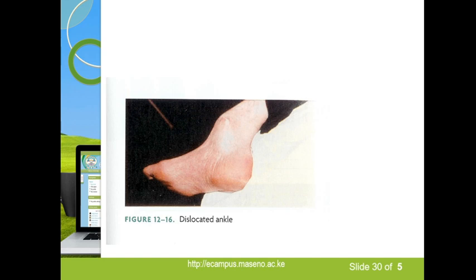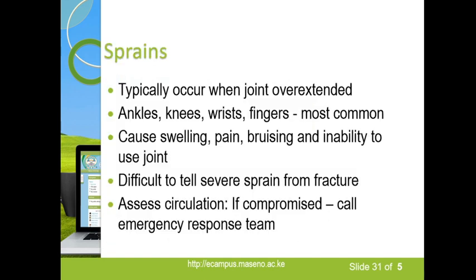Now, when we talk of sprains and strains, let's start with sprains. Sprains usually occur when joints are overextended. The typical areas for sprains are ankle, knees, wrist, fingers. Those are the most common areas for sprains. When a sprain occurs, you'll notice it by the swelling, the pain, the bruising, and the inability to move the joint.